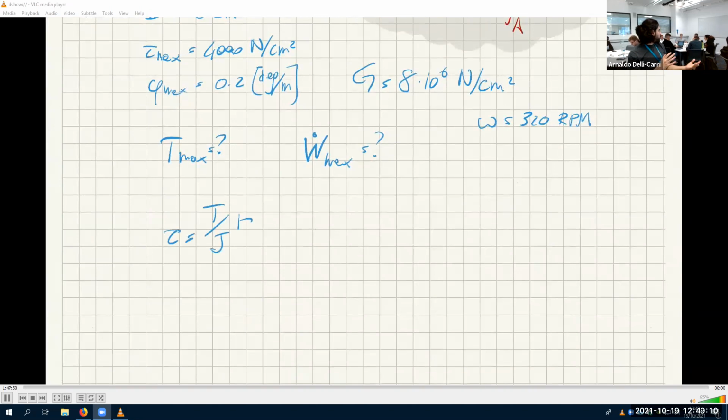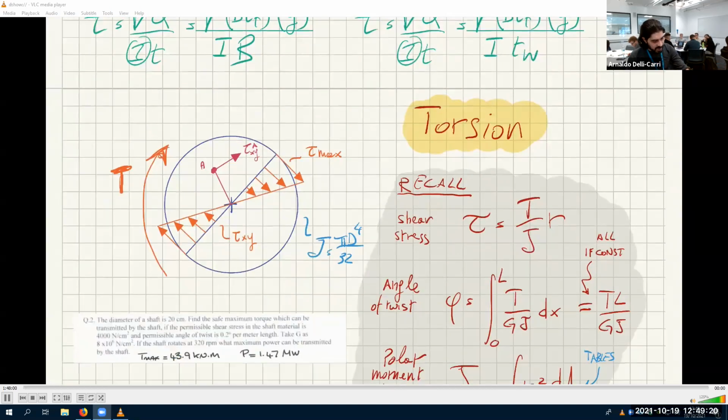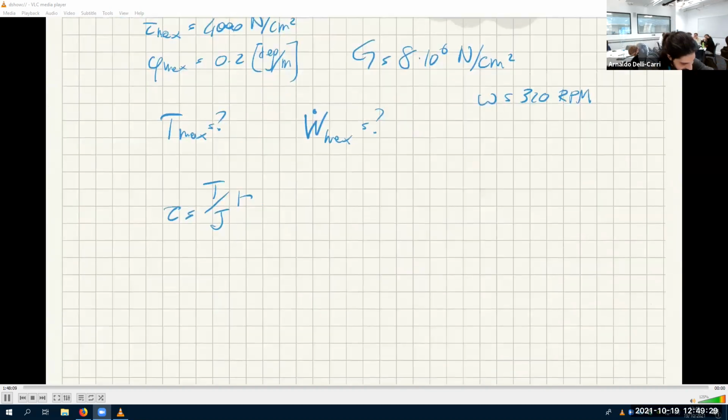Now, tau max, of course, the torque is constant. J is constant, given it's a geometrical property. So what is tau max? Tau max will happen all around the circumference, all around the edge, because that's where the radius is maximum. So I can say that tau max is T times R max. But R max is the diameter divided by 2.